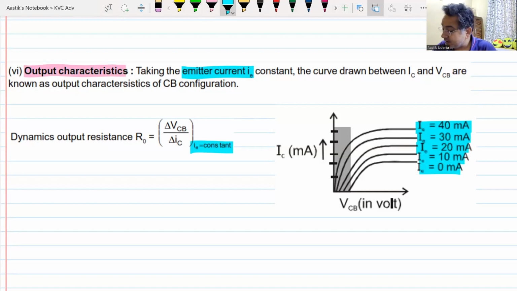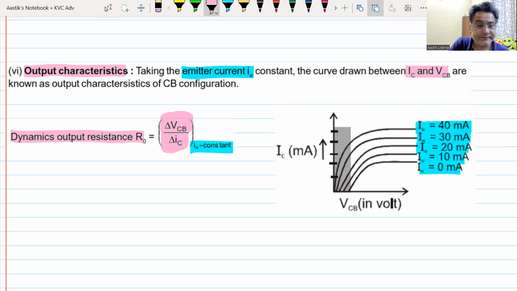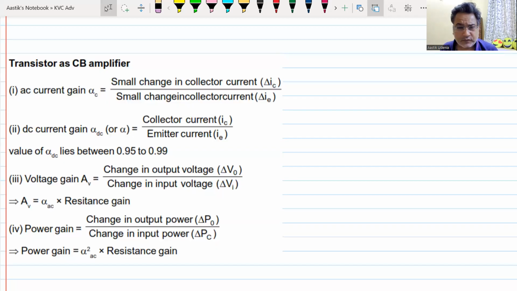What is the output current? Output current and output voltage. Then we have dynamic output resistance, change in the output voltage divided by change in the output current. Do we understand this? Yes, sir. Note it down. The graph, they will ask you the graph and the formula. You can note down these formulae.